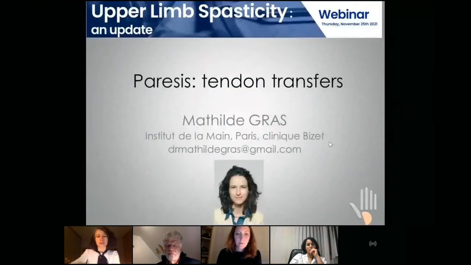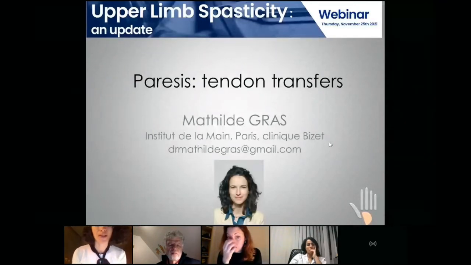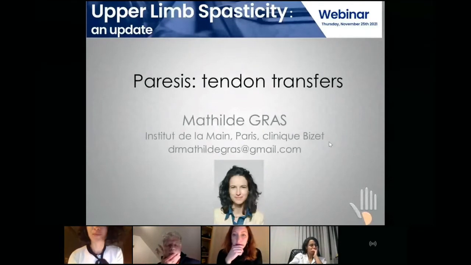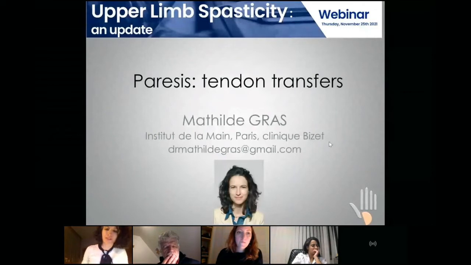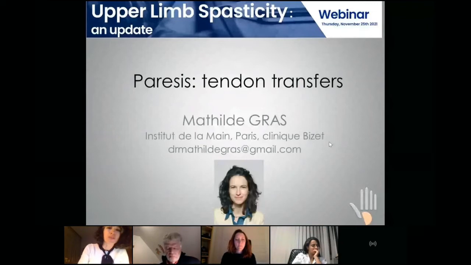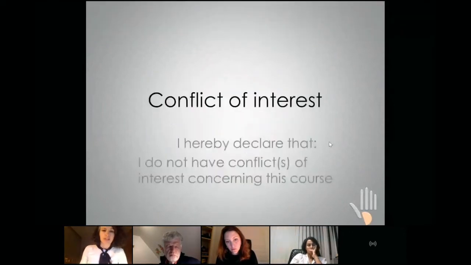Okay, so we will continue with the tendon transfer and the antagonist strengthening. So when we decreased the spasticity with hyperselective neurectomy, and if there is any contracture, we did the muscle tendon lengthening, as Nadine just told you. But sometimes we don't have enough strength on the antagonist muscle, and then we need to do a tendon transfer.